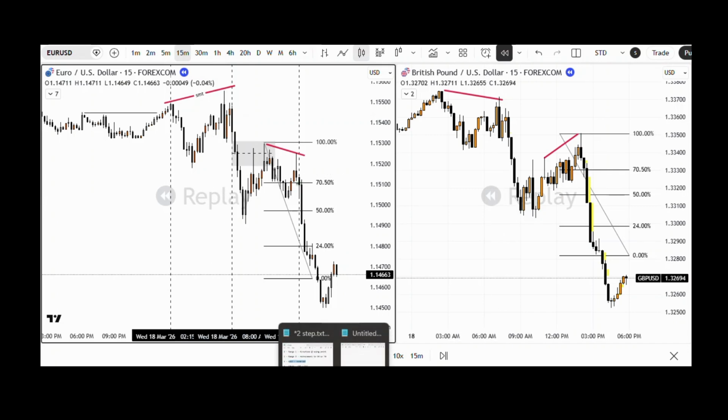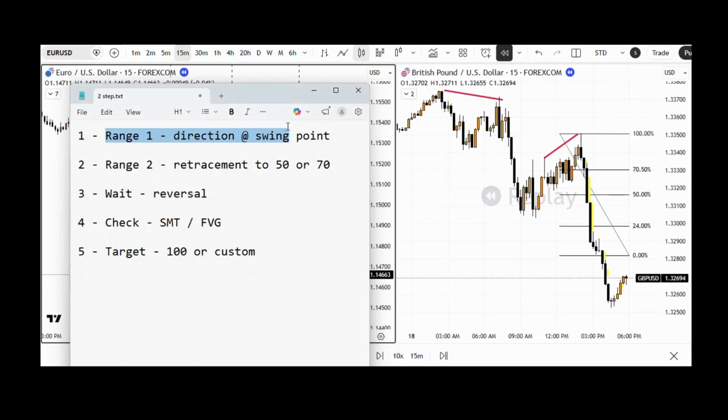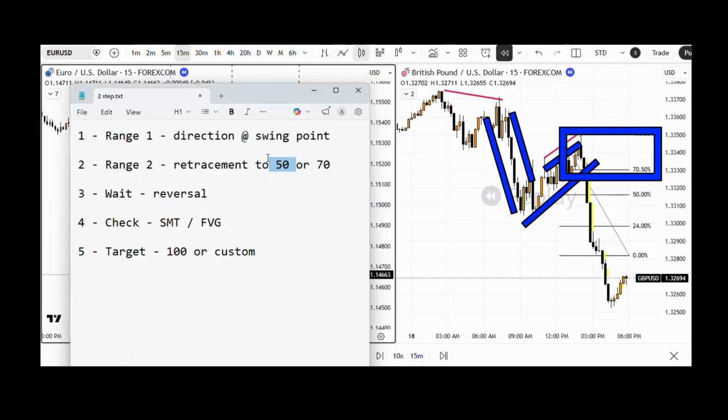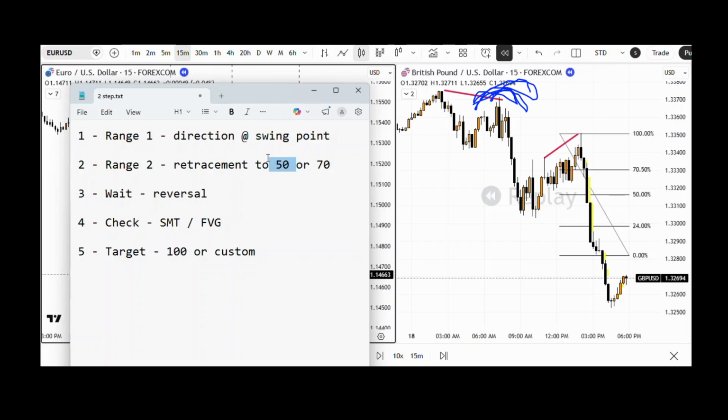So to summarize, you wait for the first range, you wait for the second range, which is you'll go to the 50 or the 70. Do not put your stop loss too close. You want to put your stop loss at point A, especially if it goes to the 70. When it gets to the 50, it's a bit more flexible where you put your stop loss. But you always have to anticipate price going towards the 70, especially when the SMT hasn't formed. You simply wait for the reversal on the lower time frame. So if you're watching the 15-minute, your lower time frame might be the 1 minute or the 5 minutes.